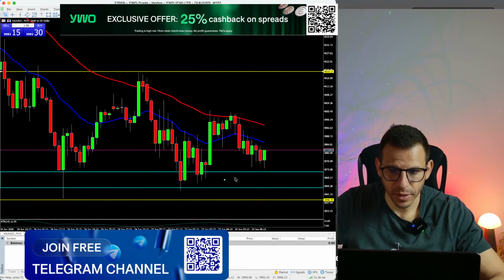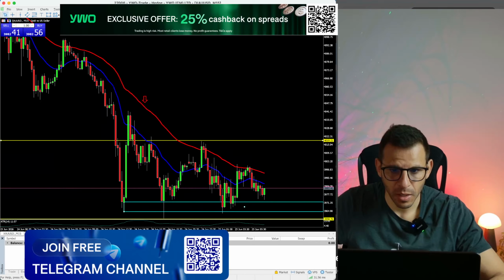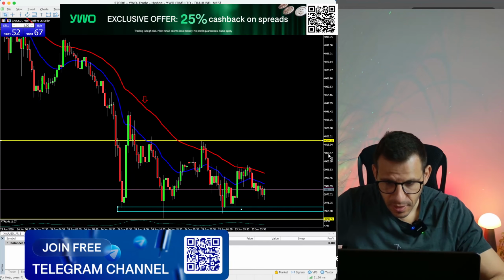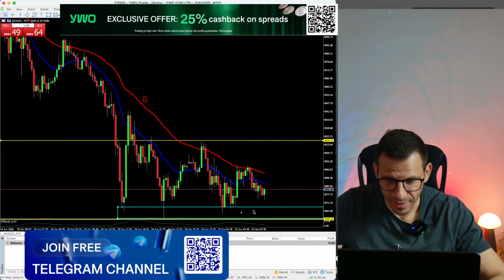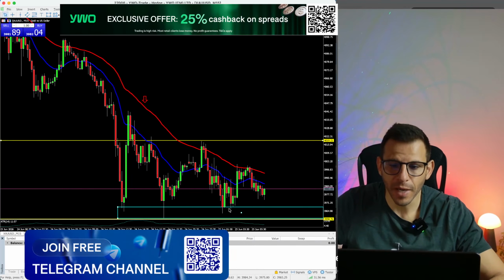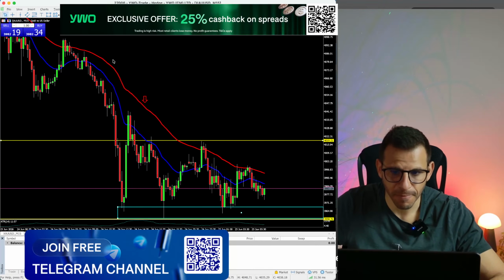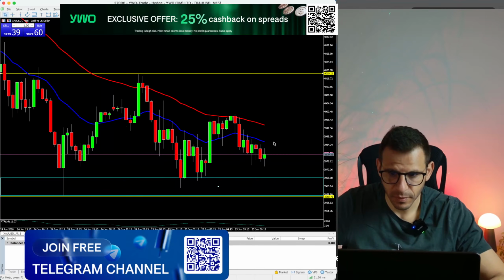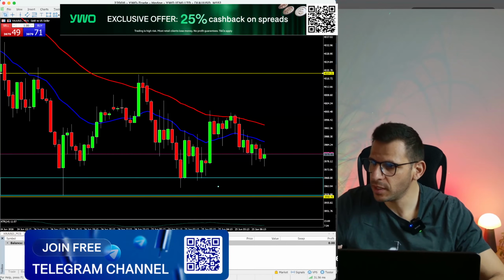15-minute chart. I want to capture the demand right there. That's the sweet spot. Exactly, that's the demand. 1 touch, 2, 3, 4, 5, 6, 7 touches here. There is no trend.